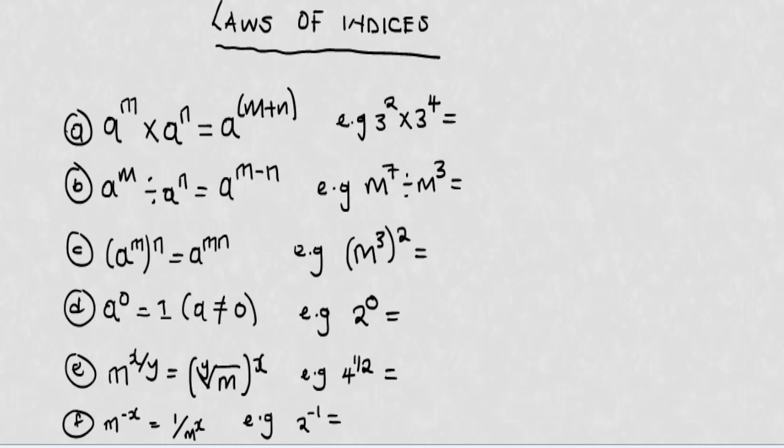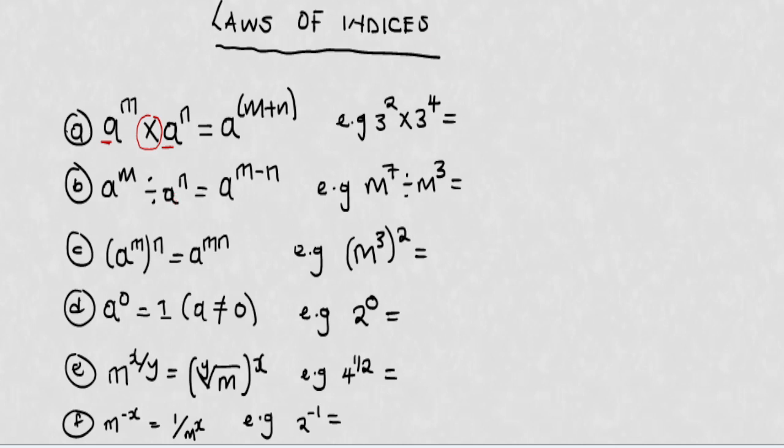On the laws of indices, we have the first one, which is if you have indices of the same base. So let's say this is a to the power m multiplied by a to the power n. The bases are the same, so the powers should add. This is base A, this is base A, the powers should add if there is multiplication here. The powers can only add if there is multiplication there.